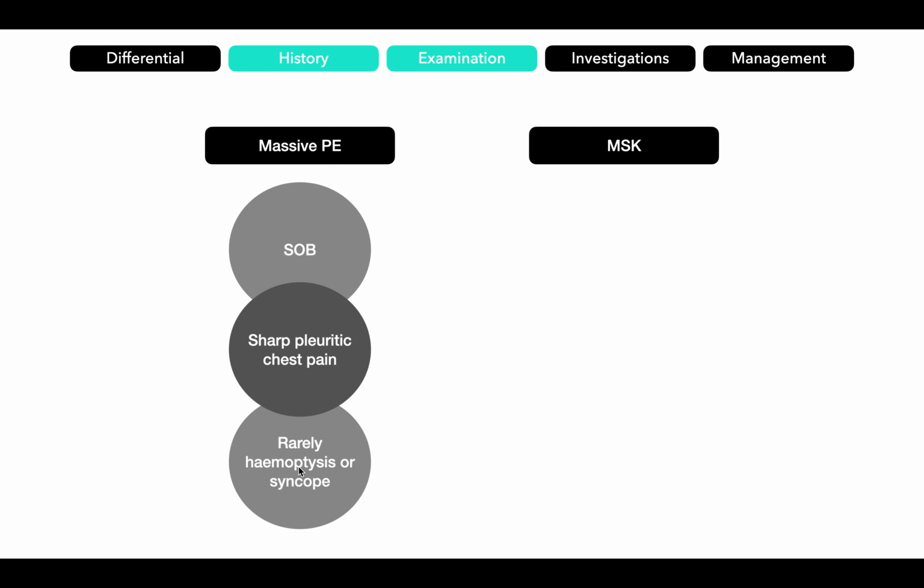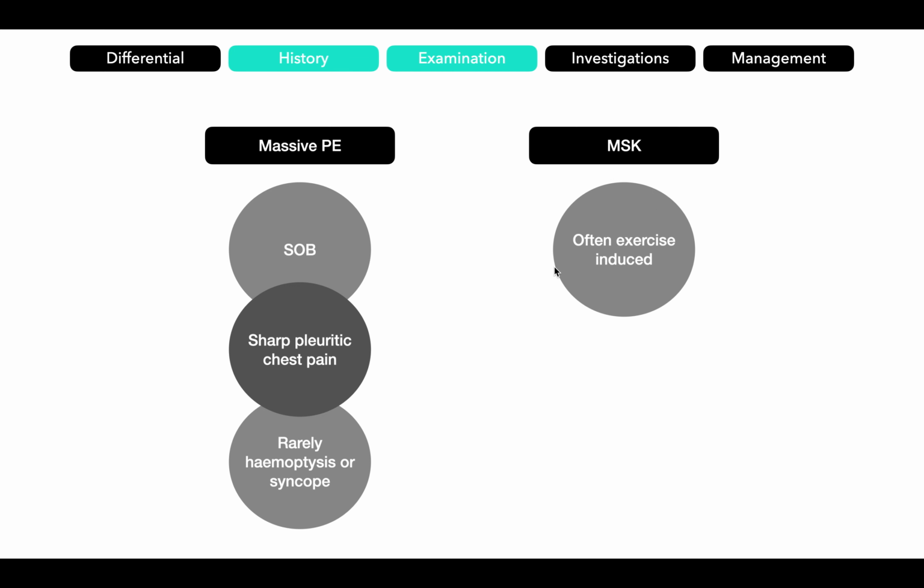Now, the textbooks always like to put hemoptysis, pleuritic chest pain, shortness of breath, and the differential is PE. Hemoptysis is very rare. I think it's about 2 to 3% of all PE presentations, but the literature likes to mention it, so it's probably on exams a lot.